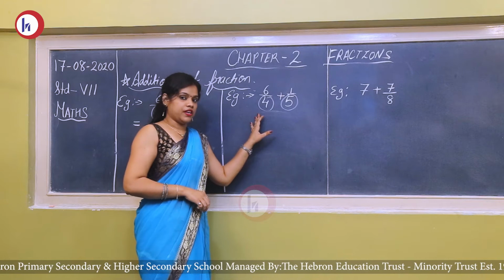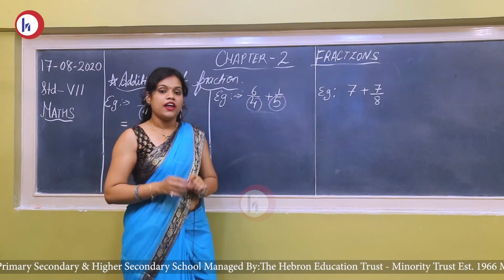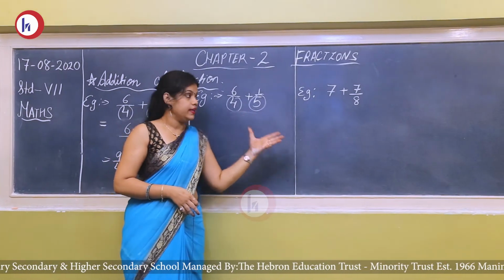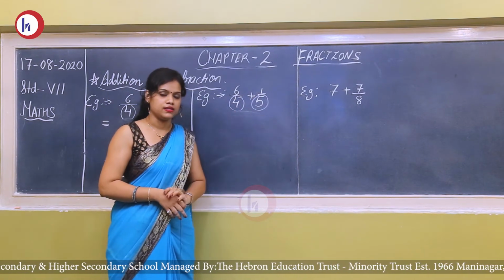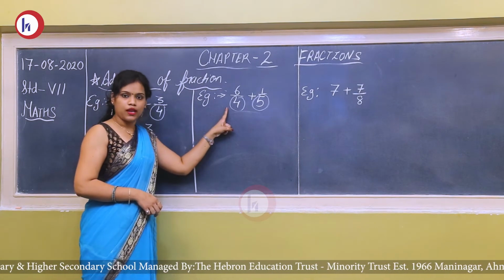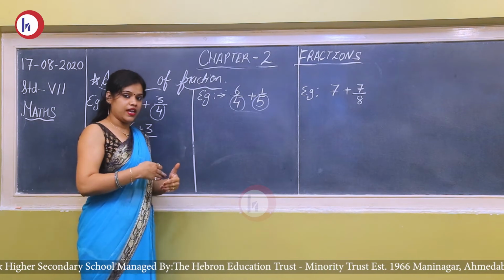Coming to unlike fractions. Here the denominators are not equal, and when the denominators are not equal, you cannot add the fractions directly. You cannot do it like this, 6 plus 1 and 4 plus 5, and you will get the answer. No, that is wrong. Unlike fractions cannot be added, so you have to convert unlike fractions into like fractions.